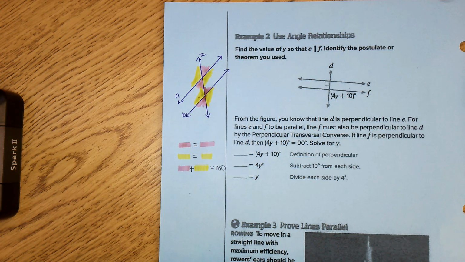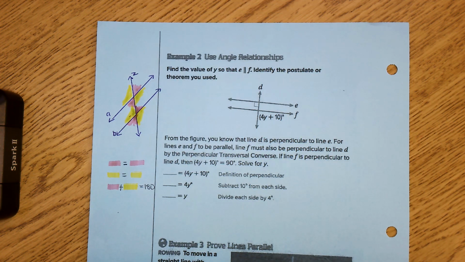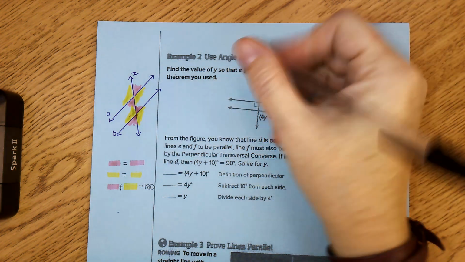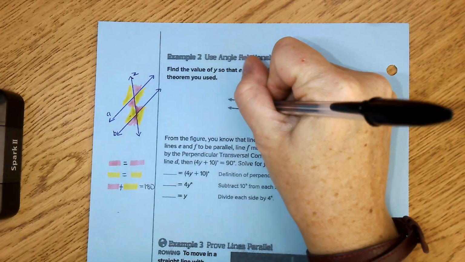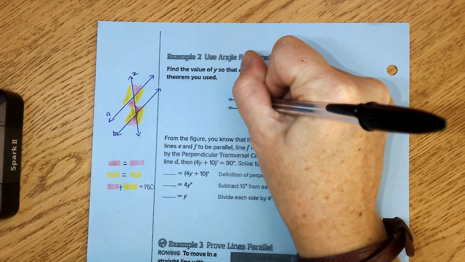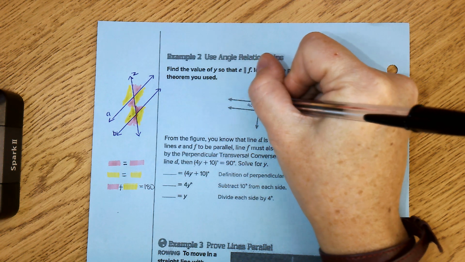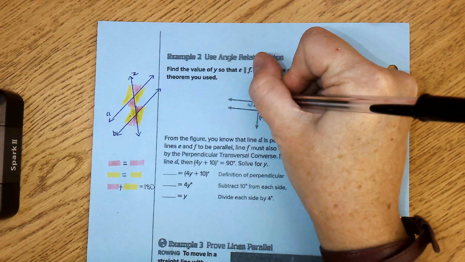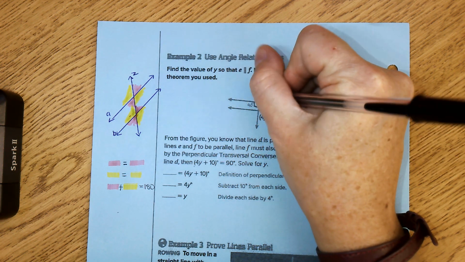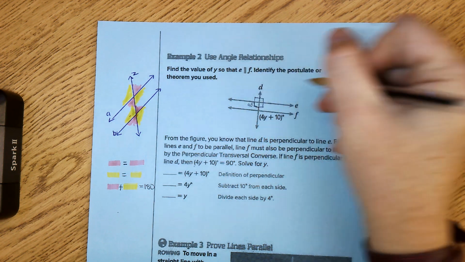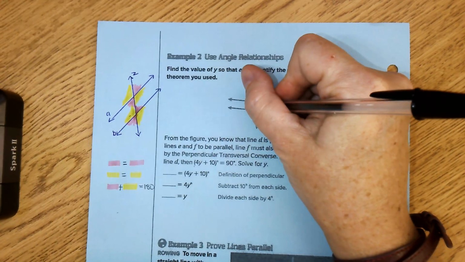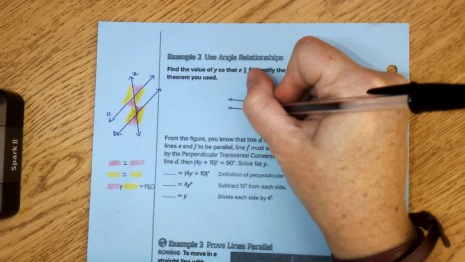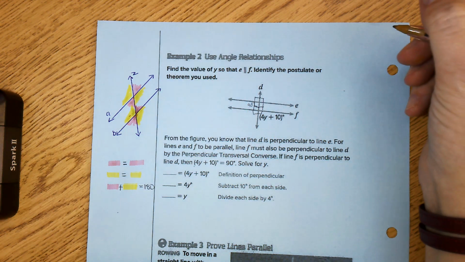So let's get to this one. It says find the value of y so that E is parallel to F. Identify the postulate or theorem you used. All right. So we have this, and we recognize this square here means that it is 90 degrees. Well, if this one's 90 degrees and makes a straight line, that means this one has to be 90, and this makes a straight line with that, that has to be 90, makes a straight line with that, that has to be 90. And if they're parallel, that makes all of these 90 as well. So we just have a whole bunch of 90-degree angles going on here.